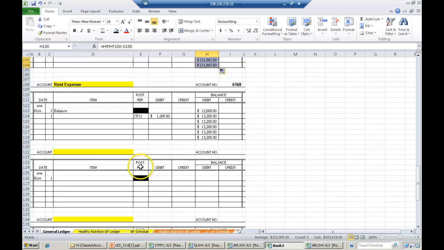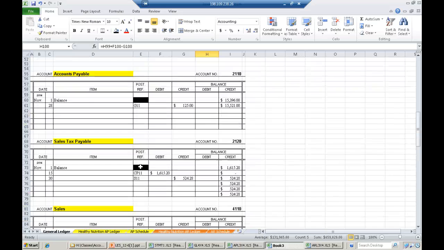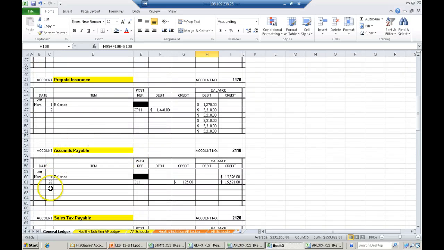So let's go down to accounts payable. It's right here on the 30th, purchases journal, page 11. And we should have a credit of $16,165.80. Again, we already have the formula in here, so if we just drag this down, it keeps a running total for us. So this is what we owe currently.